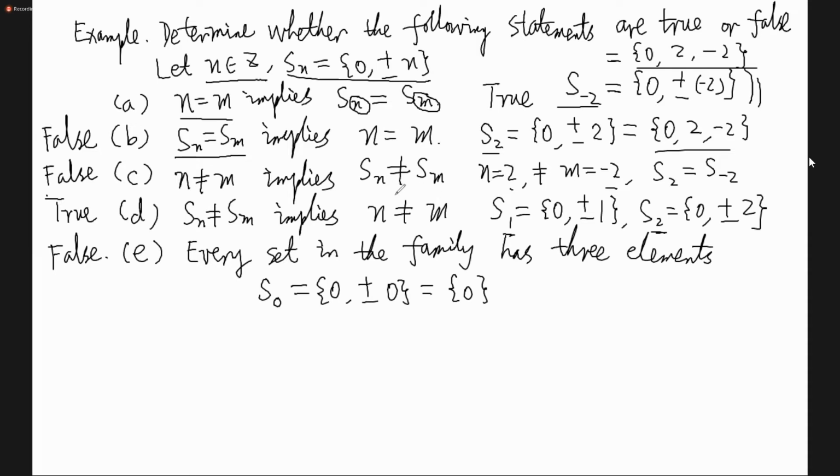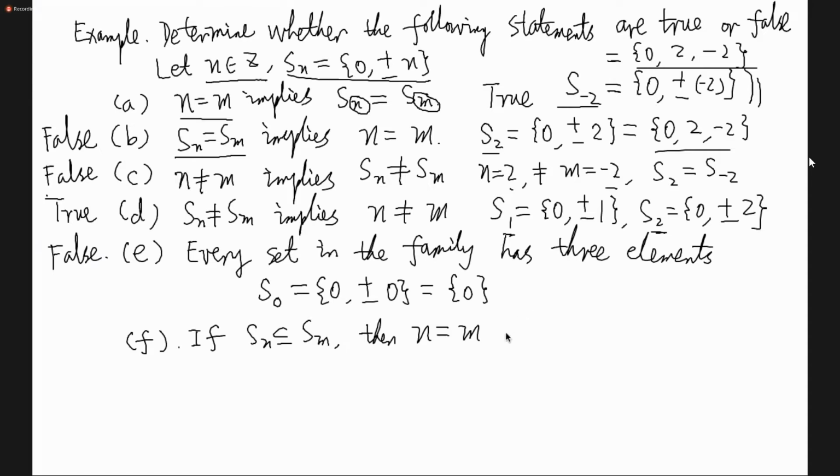Okay, this is E. So if Sn is a subset of Sm, then n is equal to m. False. False. Okay. And n could equal 0 too.